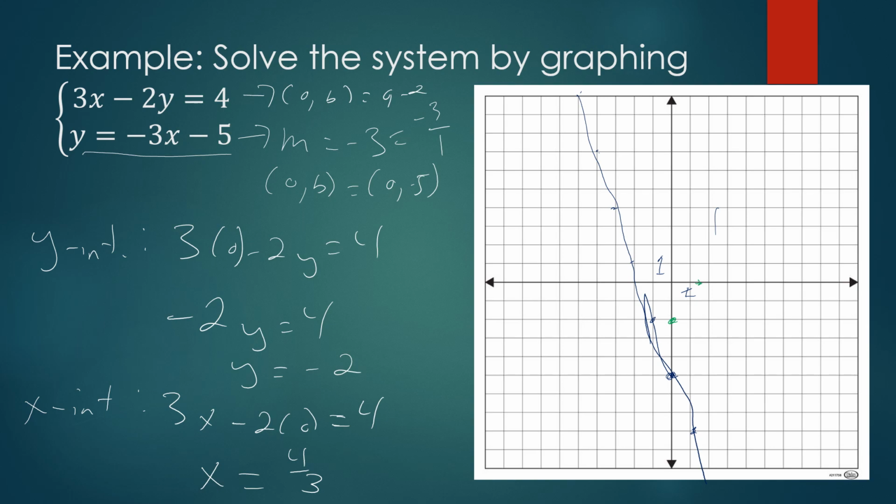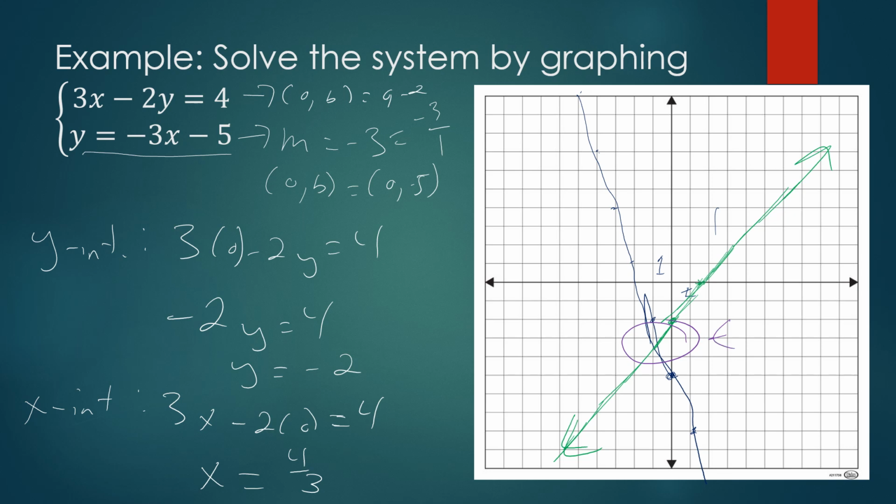Now I can draw my line. Somewhere around here. Now again, this line is not going to be as accurate as the blue line because I didn't use the slope. I used just 2 ordered pairs to find it. But in either case, we find that there's an intersection point. Now, because my lines are not as accurate, we can only estimate what this is.